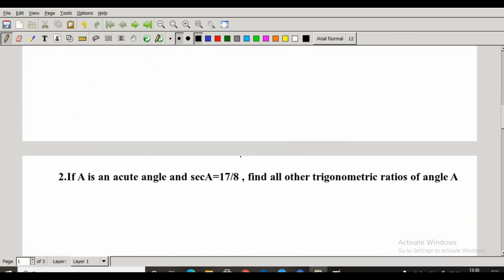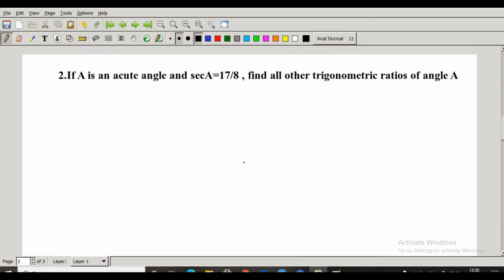So let's move to the next question. Hope you understand this problem. I'm just moving to the next question. The next question is also the same.